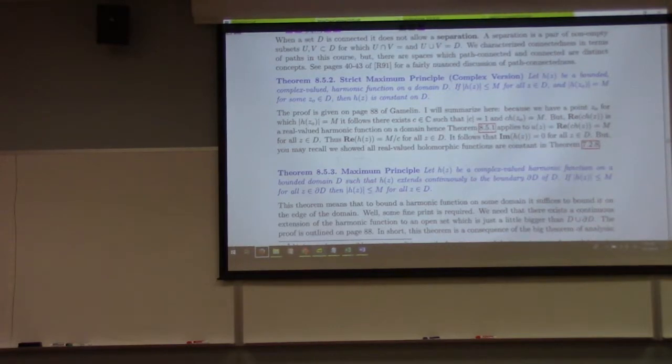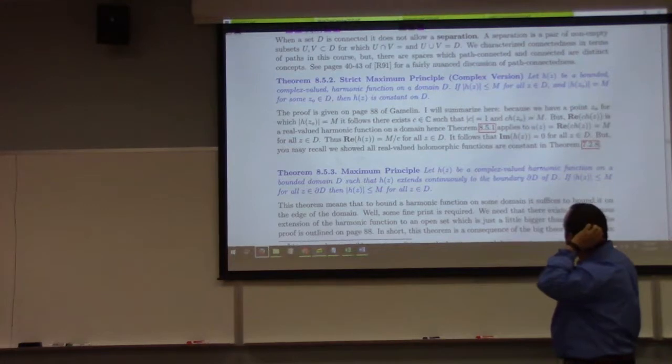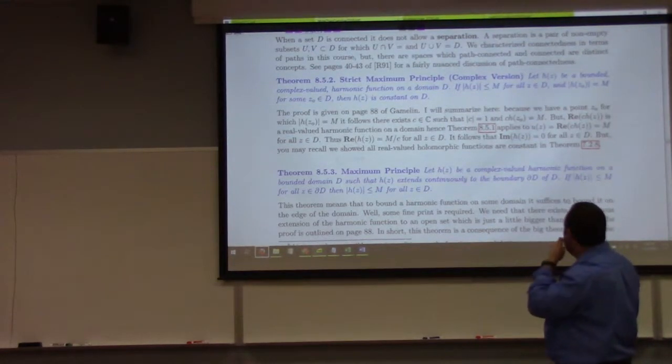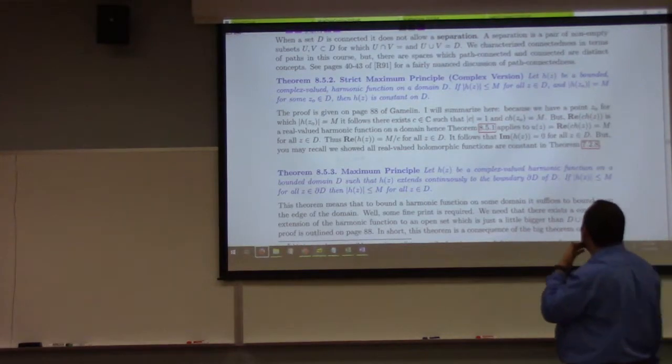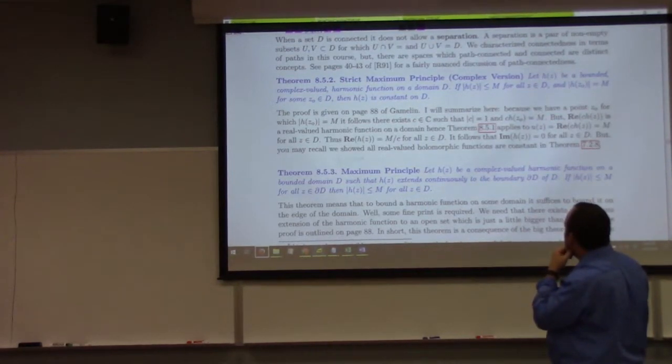Oh, there we go. So let h of z be a complex-valued harmonic function on a bounded domain D such that h of z extends continuously to the boundary. I'm pretty sure it fulfills all those things. So that says if there's a maximum, it must be... What's that say? If you go down to the next page, okay.